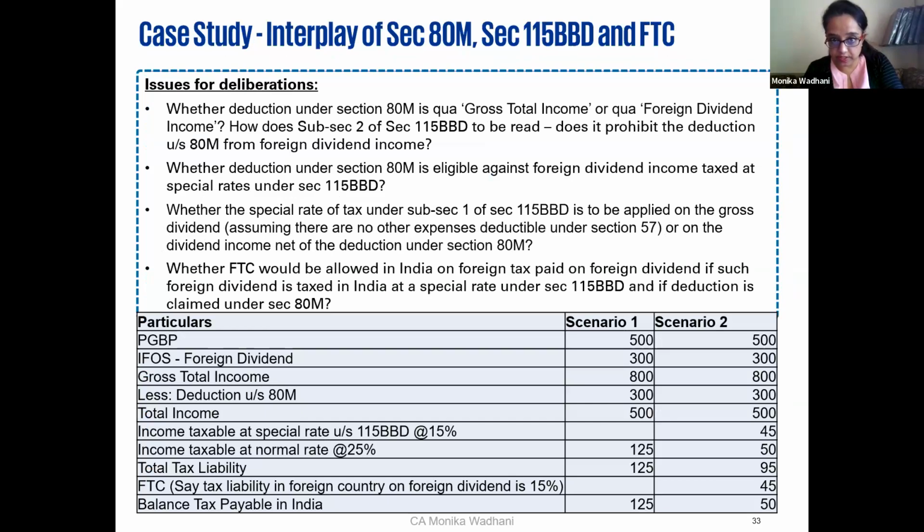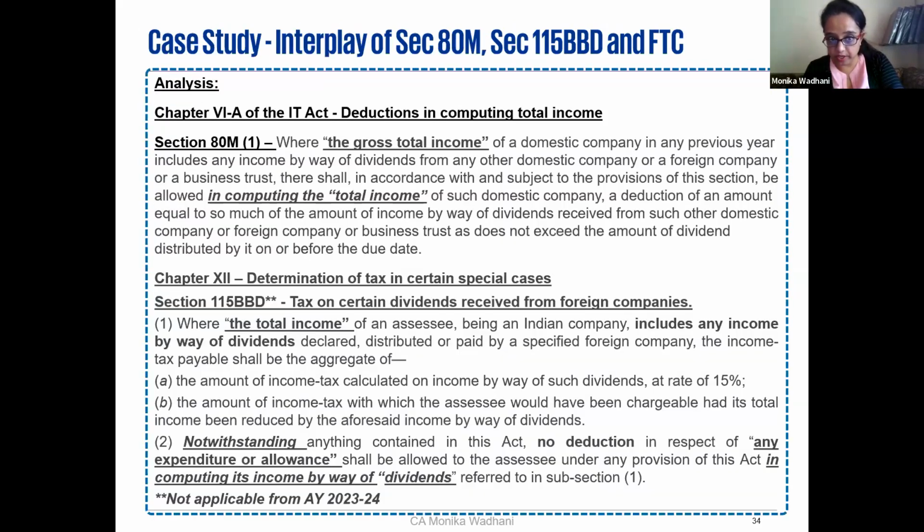Thereafter, the second question is whether ATM is qua gross total income or qua foreign dividend income. As the language of ATM reads, on the first line it says 'where the gross total income', and therefore ATM looks like it is qua gross total income. And when dividend income forms part of gross total income, it loses its identity.